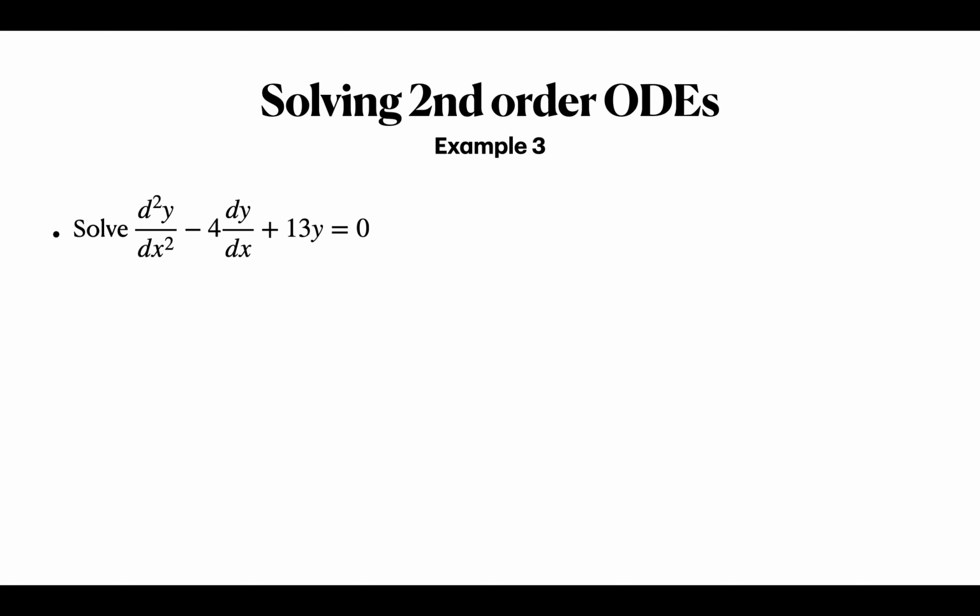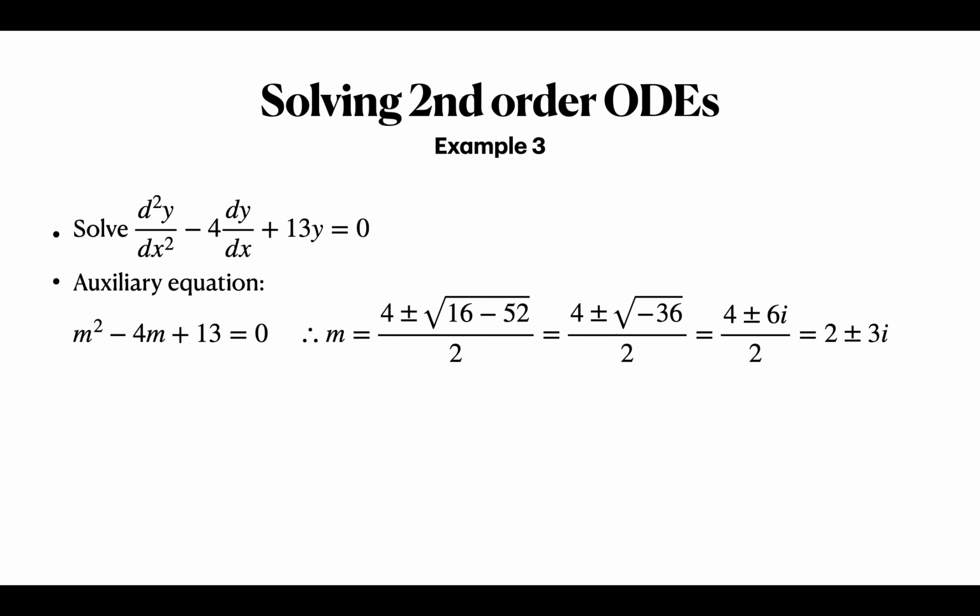Let's look at this differential equation. We want y in terms of x here, guys. You write down the auxiliary equation: m squared minus 4m plus 13 is equal to 0. You use the quadratic formula, and you get 4 plus or minus the square root of b squared, which is 16, minus 4 times 13, which is 52, all over 2. 16 minus 52 is minus 36. And you can write the square root of minus 36 as 6i. So you get 4 plus or minus 6i over 2, which is 2 plus or minus 3i.